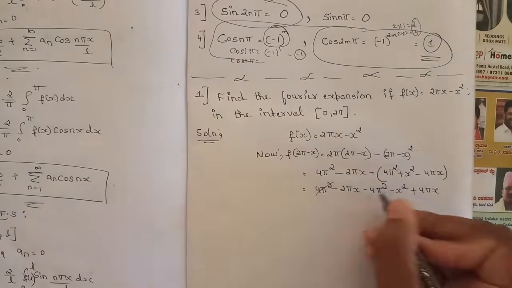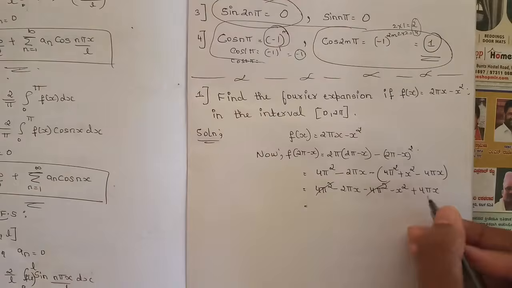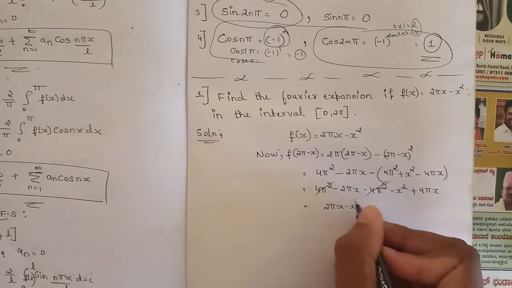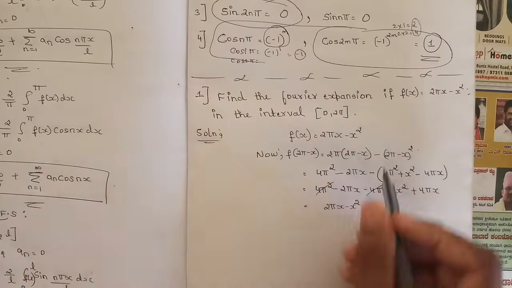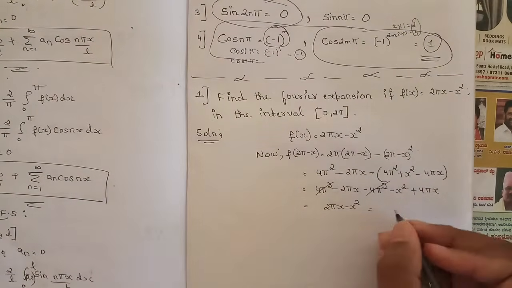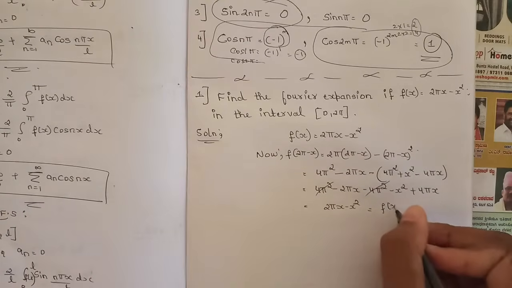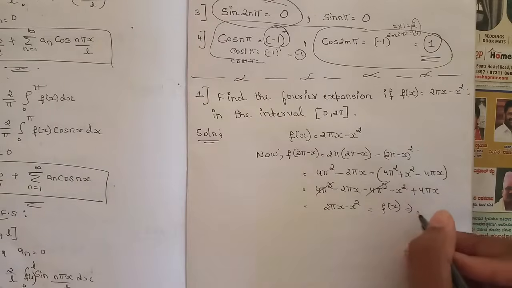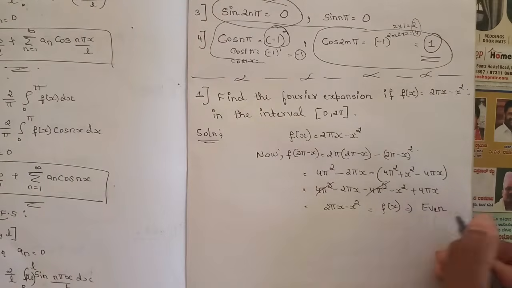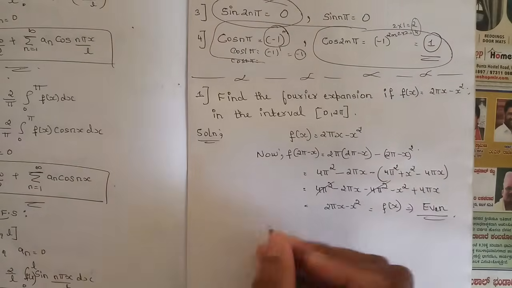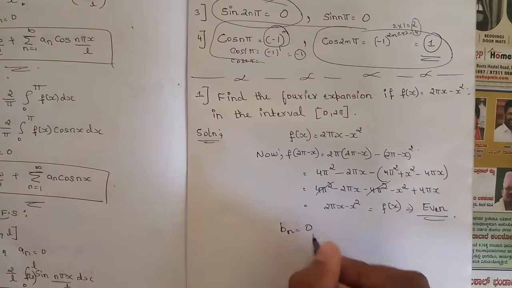So here we can see 4 pi square gets cancelled. So 4 pi x minus 2 pi x will give you 2 pi x minus x square. So here we can see that f of x and the answer we are getting is matching. So this is equal to f of x. So we know that if f of 2 pi minus x is equal to f of x, then the function is even. So in case of even function, we know that bn equal to 0.